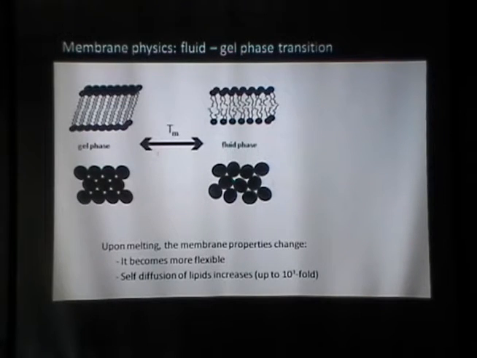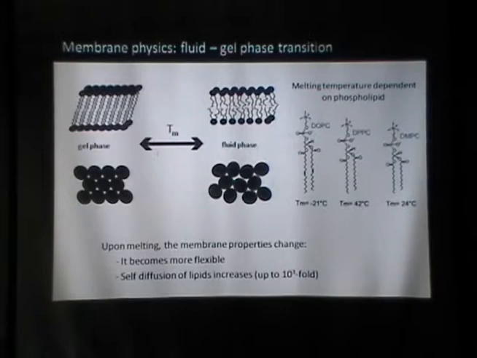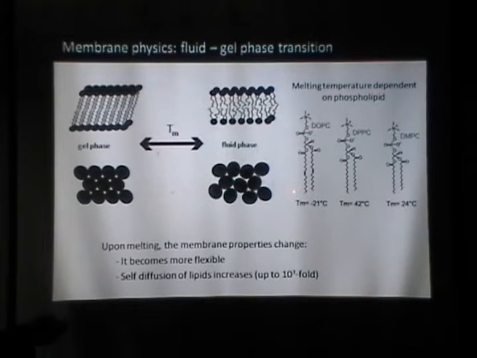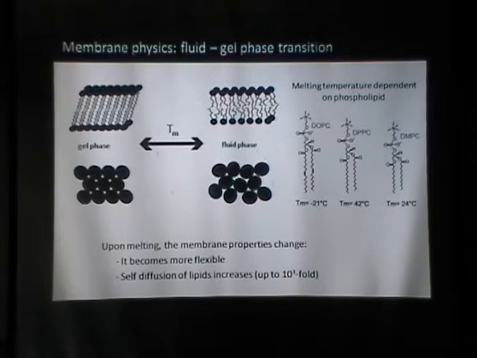So upon melting, this membrane becomes more flexible, and the self-diffusion is 1,000 times faster. And of course, the transition temperature depends on the kind of lipid. In particular, it depends on the alkyl chain, which is the one that holds the guys together. So here you see they all have the same head with different chains, and the temperature can go from -20 to 42 degrees.